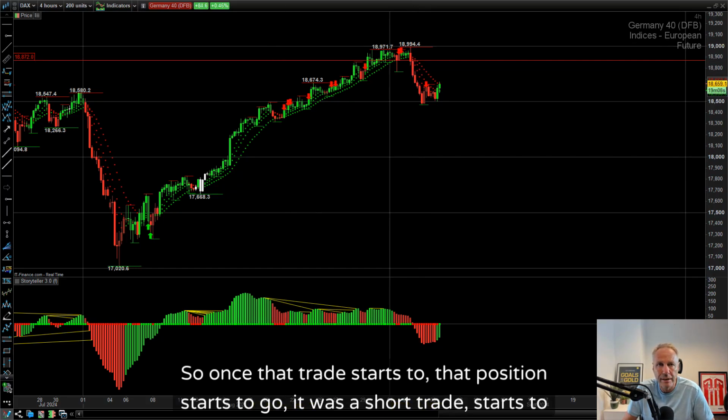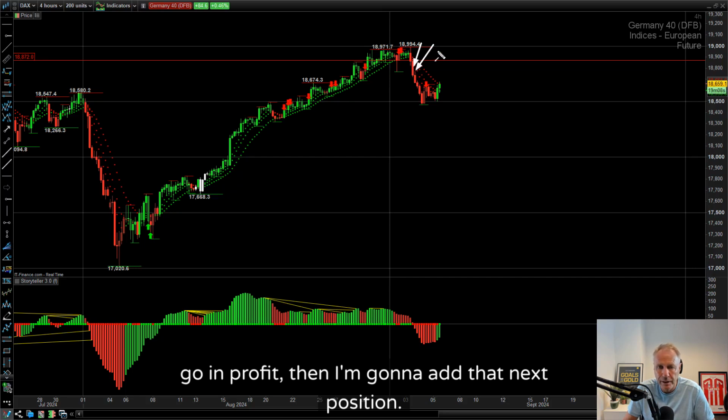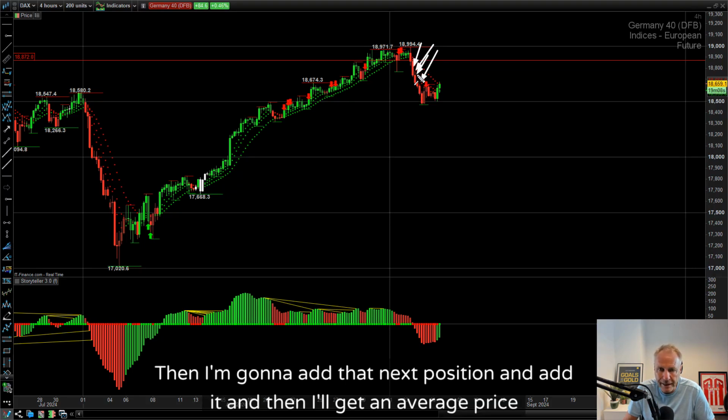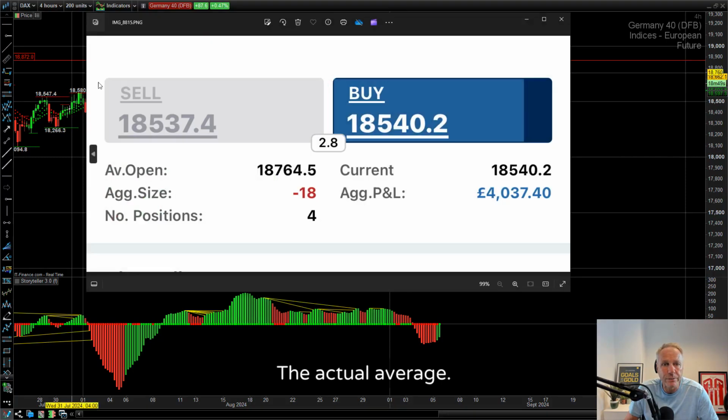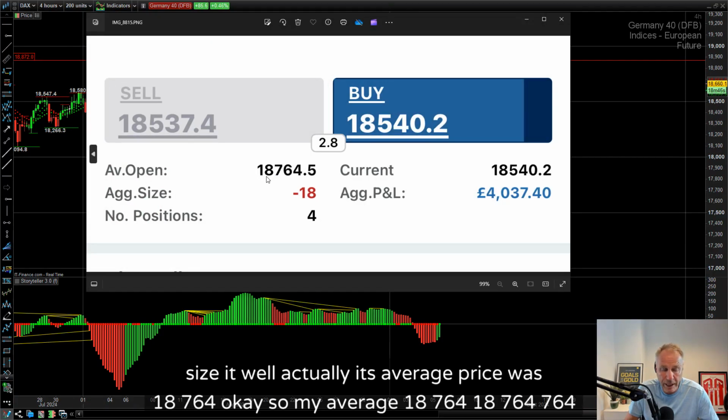So once that position starts to go, it was a short trade, starts to go in profit, then I'm going to add that next position, and add it, and then I'll get an average price somewhere in the middle here. So if you look at this trade, let's go back to the DAX, let's find it. The actual average price was 18,764.